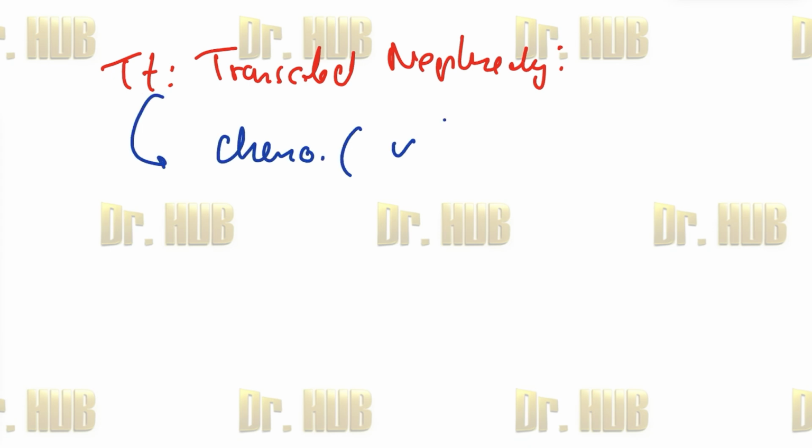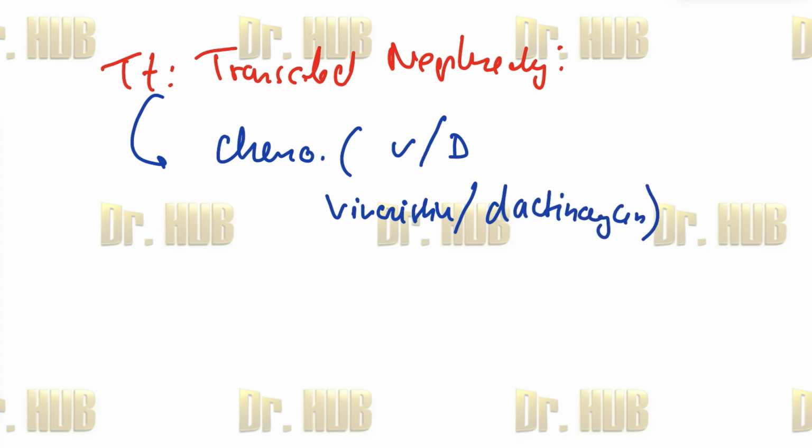The chemotherapy can include vincristine as well as dactinomycin. It is started before discharge, by post-op day 5, and the prognosis is usually good.